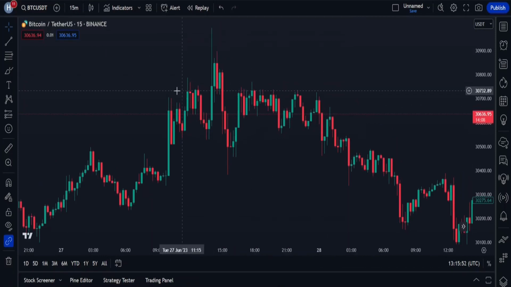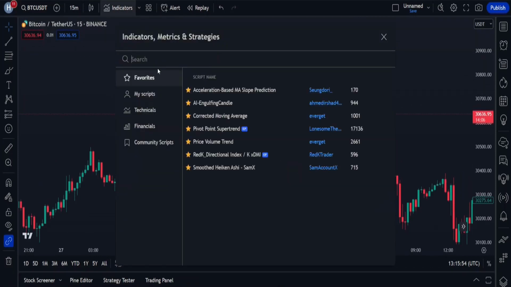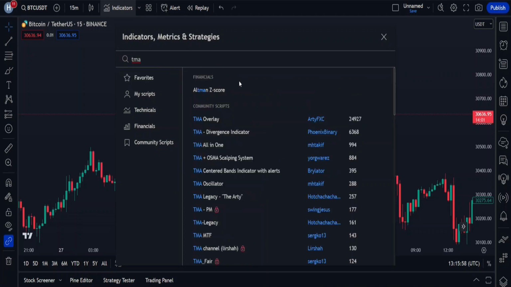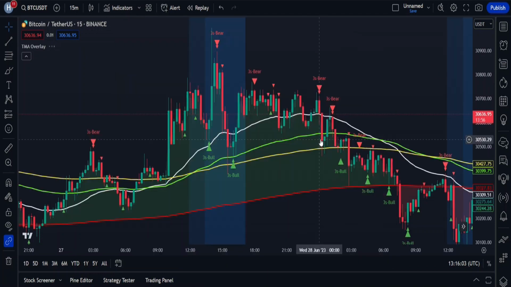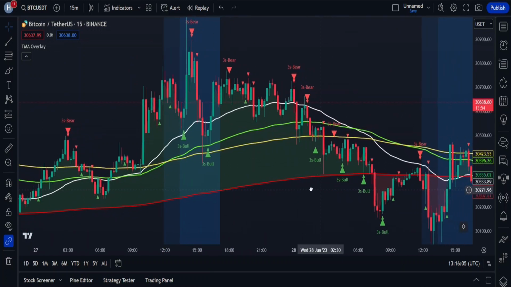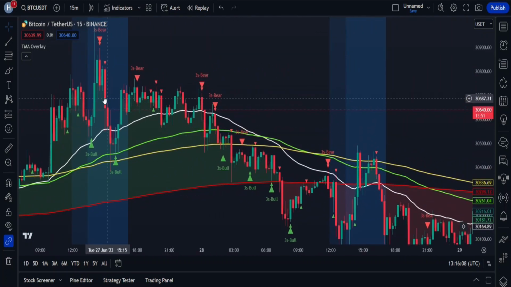First of all, let's add our main indicator to the chart. So we'll access the Indicators tab and search for the TMA Overlay indicator. After this, add this one to your chart. As you can see, this indicator is pretty messy on the chart, and we're not going to use almost all of these elements in our strategy. So we will just remove them so we can understand the chart easily.